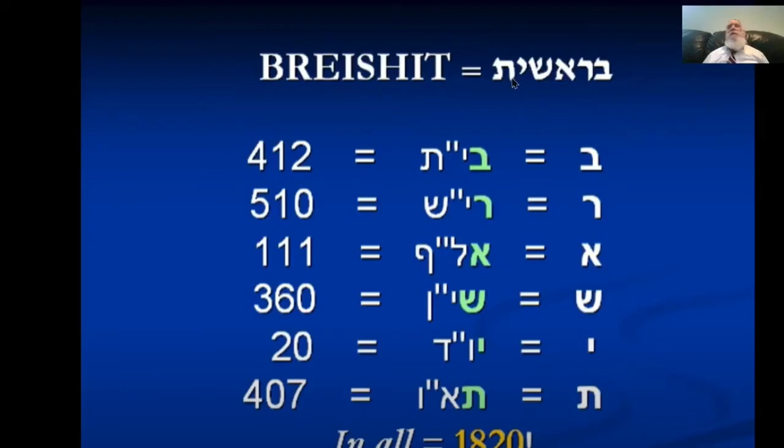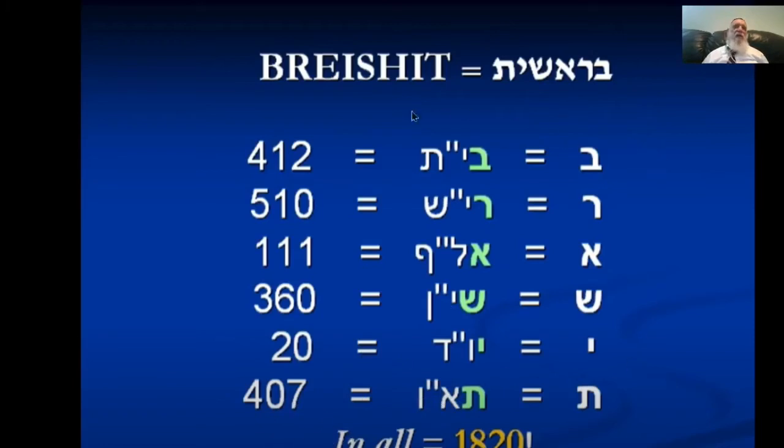So the first word in the Torah is Bereshit, in the beginning. Now if you take the full numbers, the gematria of the letters, like Bet, Reish, Aleph, the full gematria of Bet Yud Tav is 412. Reish Yud Shin, 510. Aleph Lamed Pei, 111. Shin Yud Nun, 360. Yud Vav Dalet, 20. Taf Aleph Vav, 407. Together, in all, 1820.